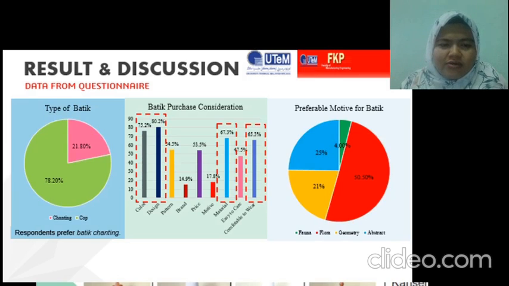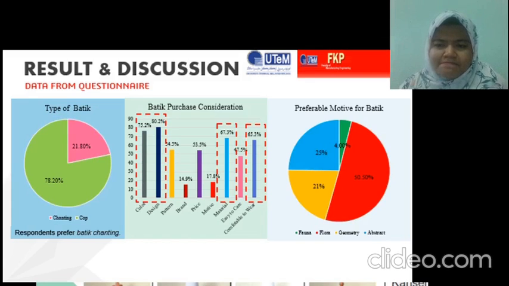As we can see in the red line, color, design, material, and comfort to wear got a higher percentage than other considerations: color around 75.2%, which is 75 respondents, design 80.2%, around 80 respondents, material 67.3%, around 63 respondents, and comfortable to wear 65.3%, with 65 respondents.